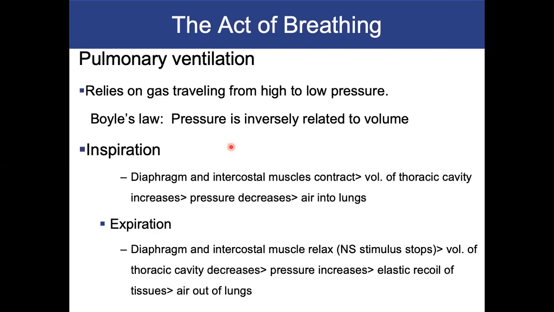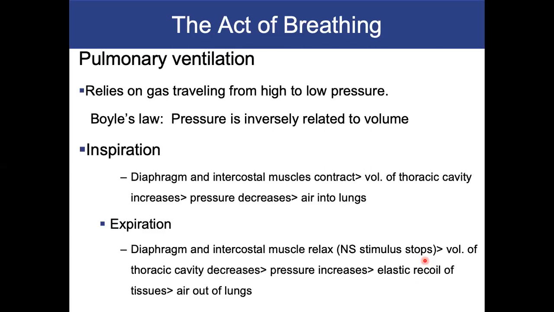How do we exhale? Normal exhalation is passive, all right? Why is it passive? Because these muscles relax because the nervous system stimulation stops. And so what ends up happening is the diaphragm relaxes up, the external intercostals relax down, and the volume of that thoracic cavity gets smaller. When that space gets smaller, pressure goes up, and when pressure goes up, air is going to move from high pressure, which is the lungs, to outside, which is the lower pressure. Okay?